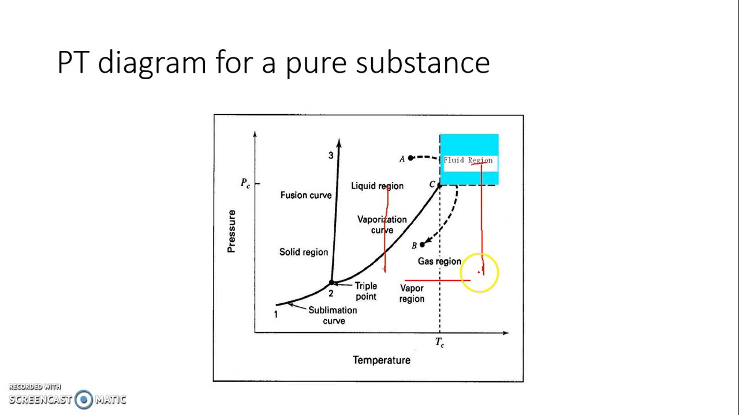So if you are here and you want the fluid to get converted into liquid, you have to either first decrease the temperature, take it below the critical point and then increase the pressure, or increase the pressure and then decrease the temperature. So this region is bifurcated into vapor and gas zone.